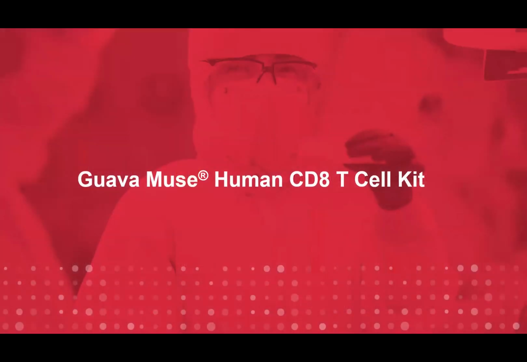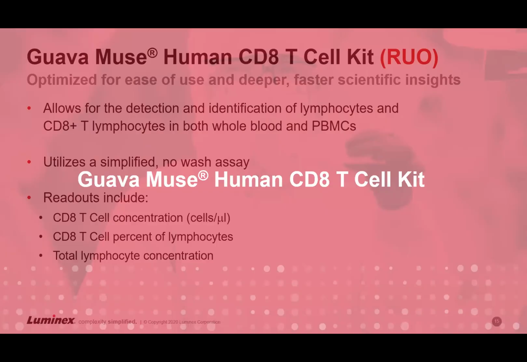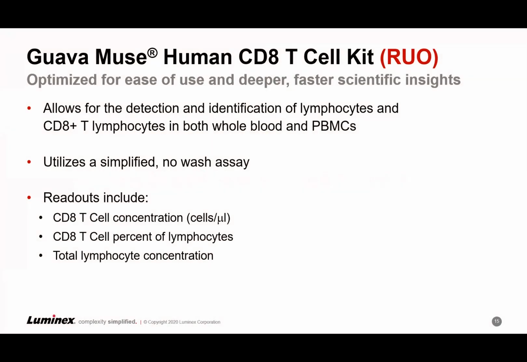Recently, it's been published that T cell counts directly correlate to a patient's outcome as it relates to COVID-19. With the Guava Muse, you can study these lymphocytes quickly with ease in a research use only environment. The Muse human CD8 T cell kit is optimized for use with the Muse system, and it's going to make sophisticated fluorescence-based analysis fast, easy, convenient, and affordable.